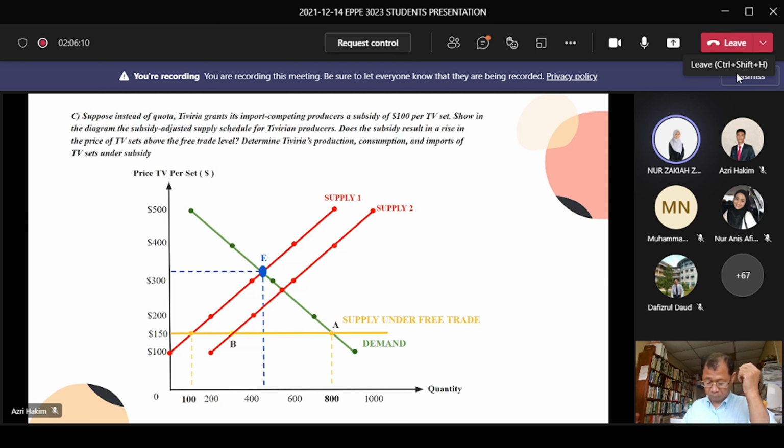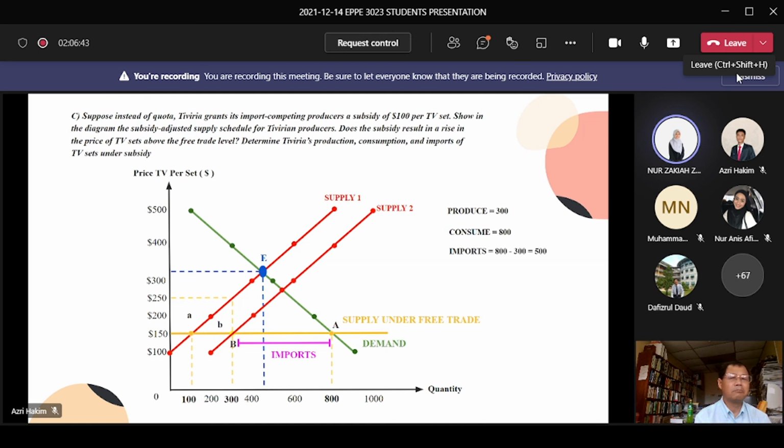And yes, the subsidy results in a rise in the price of TV sets above the free trade level. With the subsidy in place, TVRIA producers will supply 300 TV sets as indicated by point B on the graph above, and consumers will still demand 800 TV sets as indicated by point A. This means that the country has to import the difference in these two amounts to satisfy domestic demand. The country imports 500 TV sets.